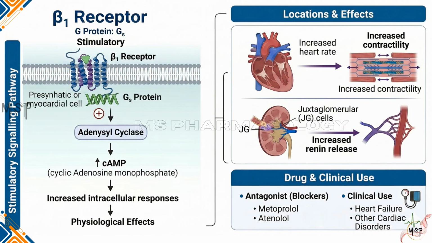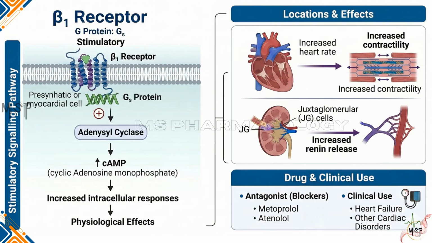Moving to the beta receptors, beta-1 receptors are coupled to Gs proteins and are found predominantly in the heart and in the juxtaglomerular cells of the kidney. Activation of beta-1 receptors increases heart rate, enhances the force of cardiac contraction, and stimulates renin release from the kidney.